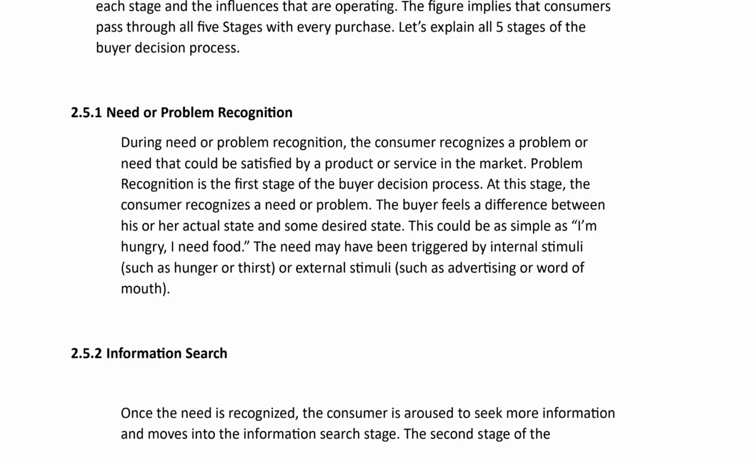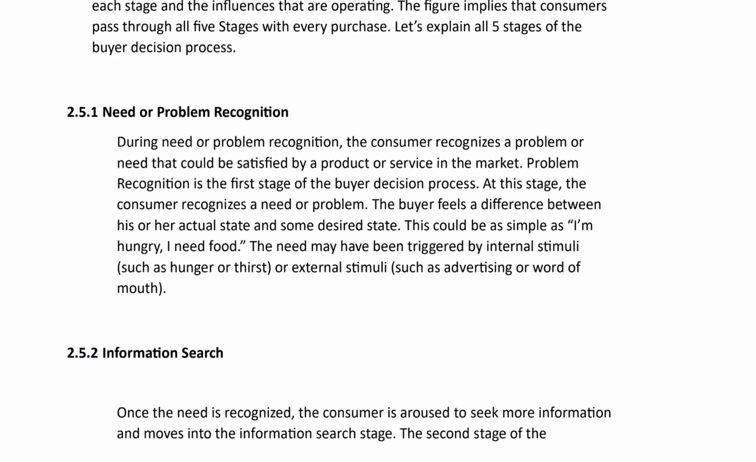At this stage, the consumer will recognize the need or the problem. So the buyer will feel a difference between his or her actual state and some desired state. This could be as simple as, I am hungry, I need food, for example. It helps the consumer, as you are marketing, to realize the problem. That's why we teach you to study the consumers, to understand the environment. When you know the problem that the customer is having, then you can appeal to them.